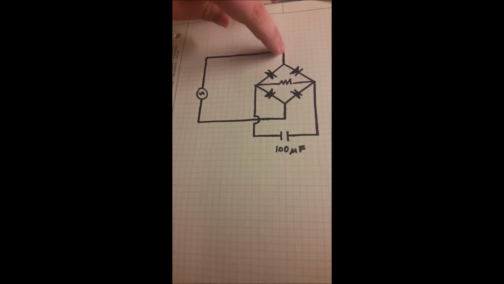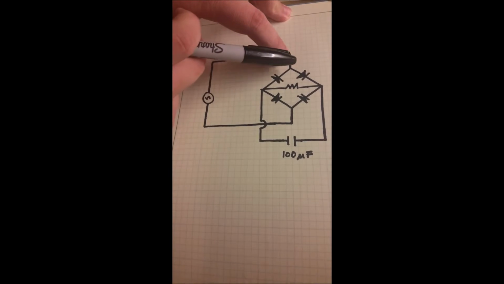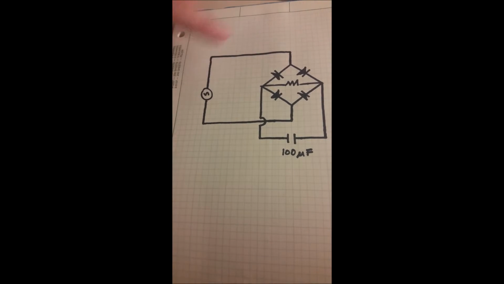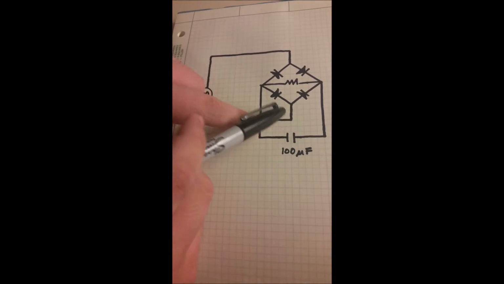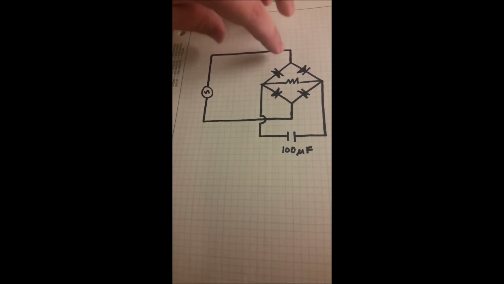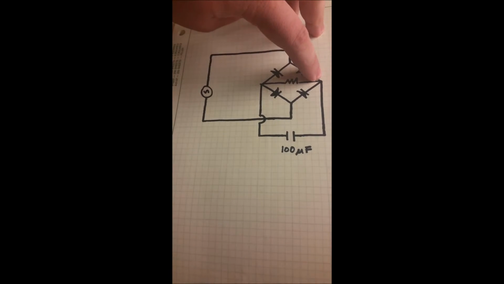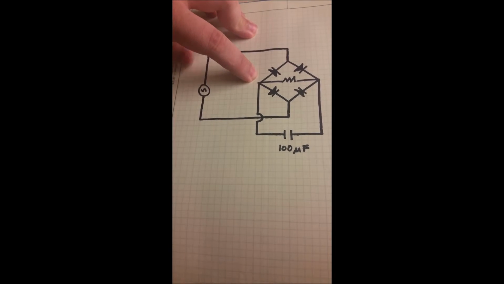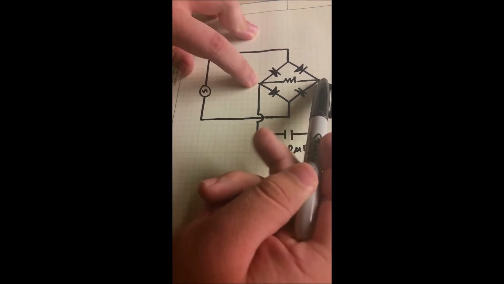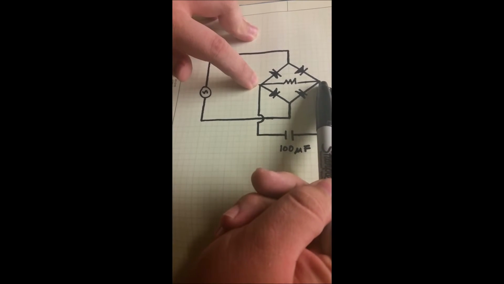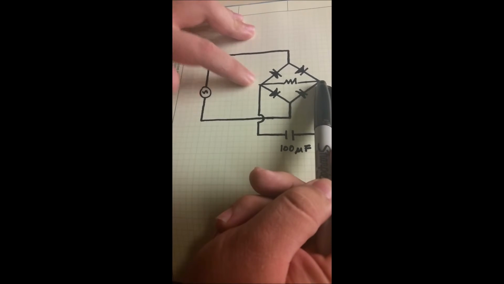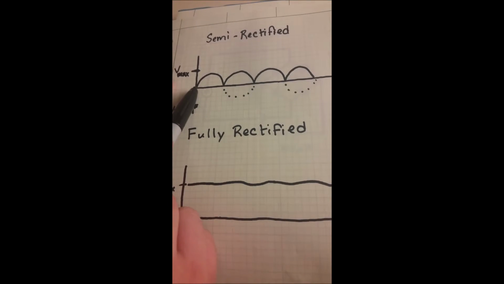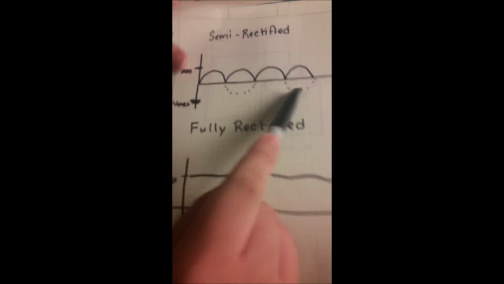So as the positive comes to the top here, it only allows passage through this leg, and then as the positive comes to the bottom here, it only allows passage through this leg, resulting in this terminal here always having a positive and this terminal here always being negative. So the voltage drop across here will always be positive, closely resembling the semi-rectified wave that we get here.